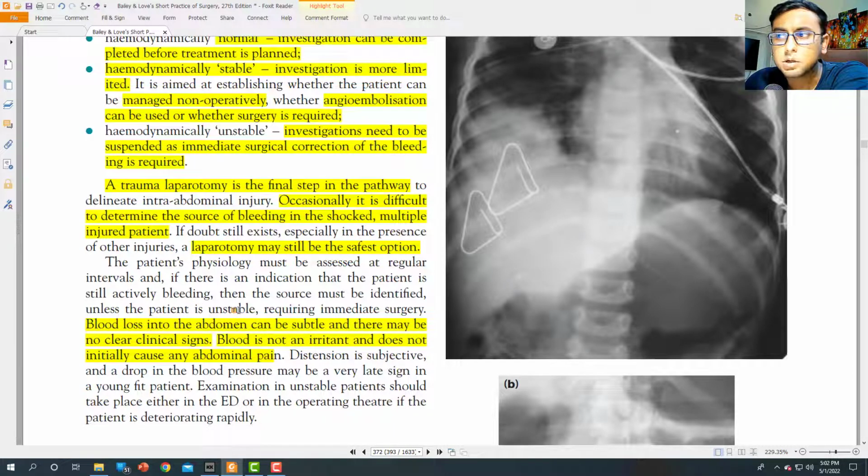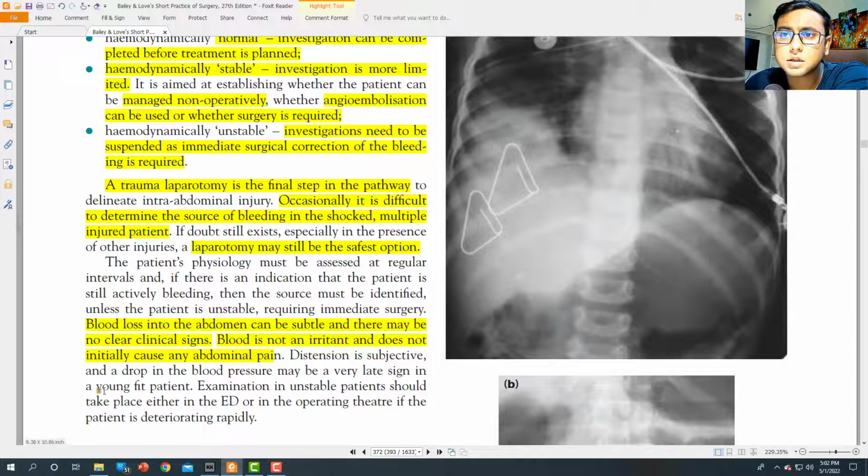The peritoneum will be irritated when there is an irritating substance or fluid, like gastric fluid, pus, or other infected fluids. But as blood is sterile, there will be no irritation.